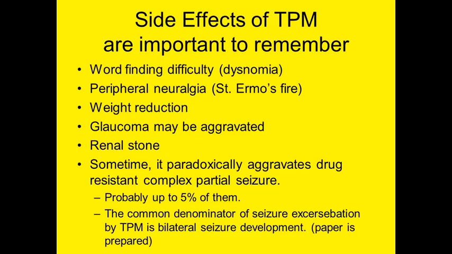Topiramate is known to cause weight reduction, which is sometimes welcomed. Topiramate may aggravate glaucoma, especially open-angle glaucoma. Topiramate causes kidney stones, and sometimes it paradoxically aggravates drug-resistant complex partial seizure, probably up to 5% of them. The common denominator of seizure exacerbation by topiramate is bilateral seizure development.